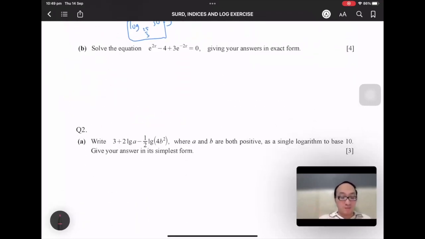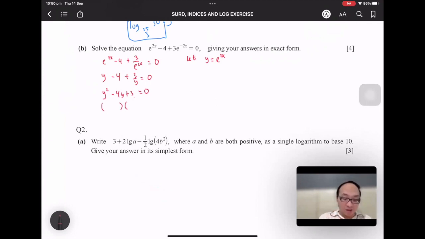B, solve the equation, giving your answer in exact form. Okay, so we can rewrite this one first. e^x minus 4 plus e over e^x equals 0. And then by making y equal to e^x, I can change it into y minus 4 plus 3 over y equals 0. And then I can just multiply everything by y. So y squared minus 4y plus 3 equals 0.